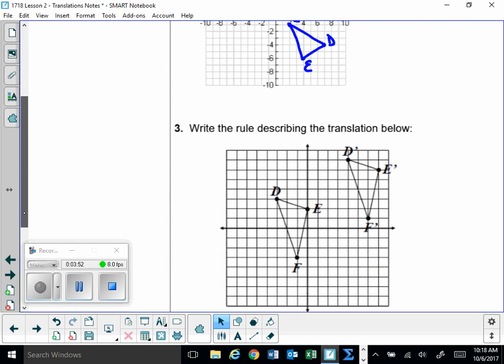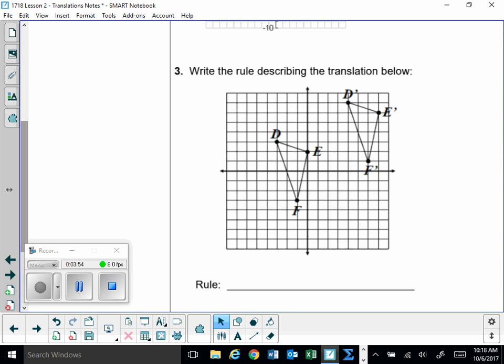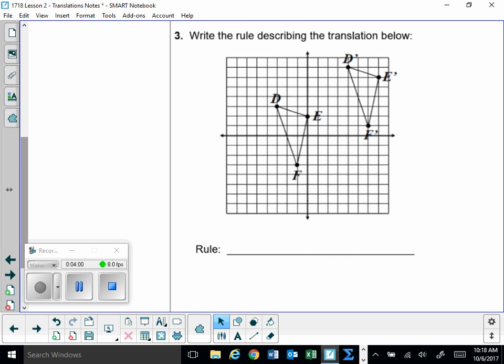All right, now let's do it backwards. I've got a translation here, and I need to describe what's going on. I need to write the rule. So the rules are always going to start with the ordered pair x, y with an arrow. Okay, now let's look at D, and then D prime, right?